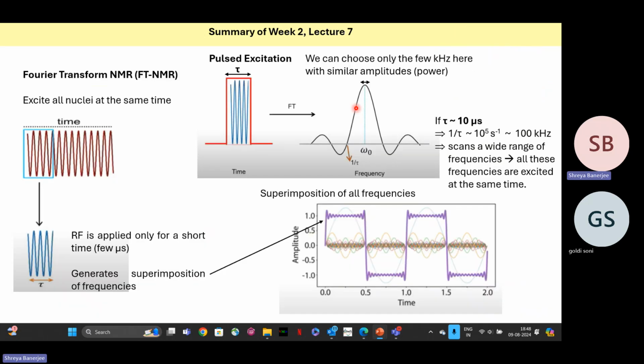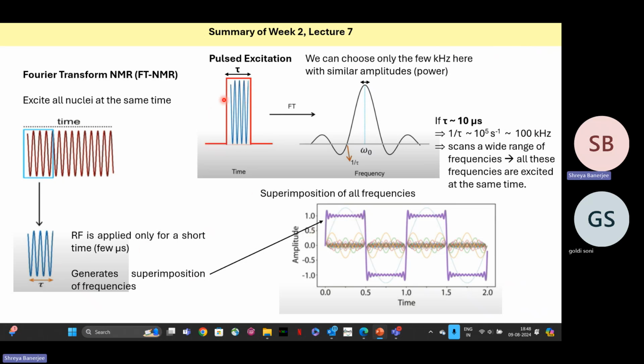That is when the improved type of NMR was found, which is the Fourier transform or FT-NMR. In this, what happens? So here you have a picture of a radio frequency. Suppose this is an electromagnetic wave which is supplying radio frequency energy to the system. Now you apply this radio frequency only for a short time tau, which is a few microseconds. That is represented by this kind of rectangular shape, and it's called a pulse.